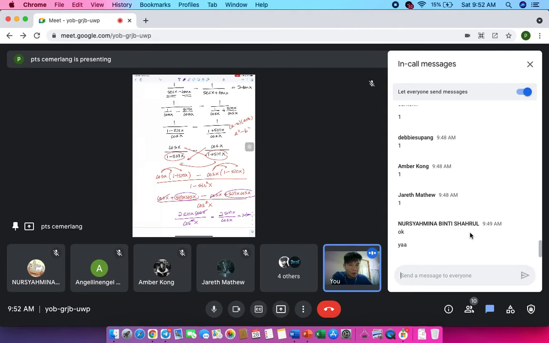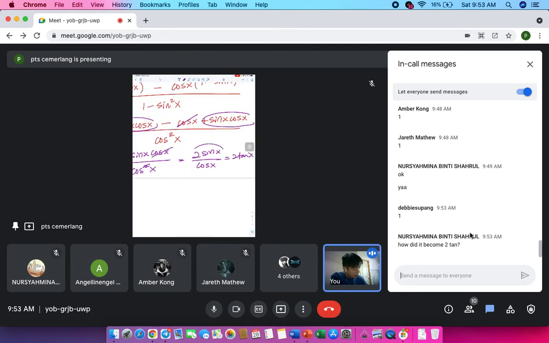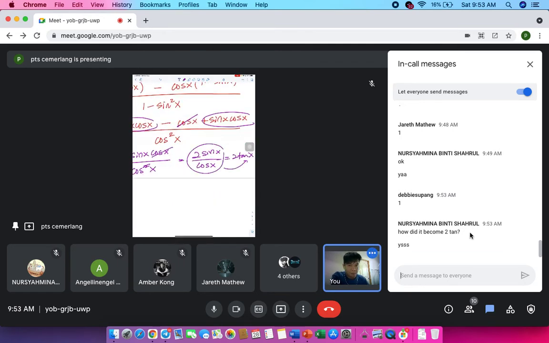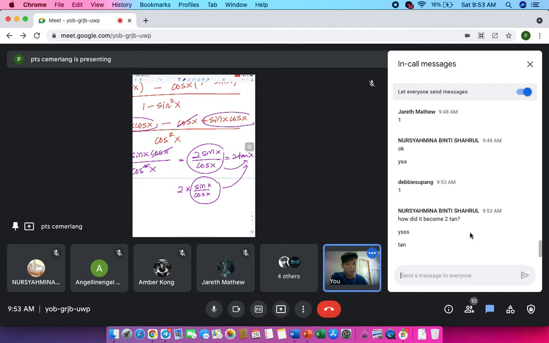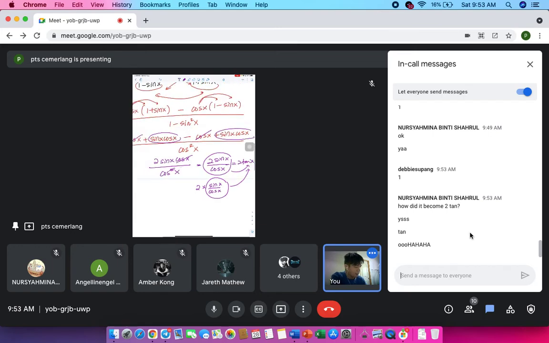Alright, so how many of you still can follow this one? Can you type 1? How did it become 2 tangent? Okay, how this becomes 2 tangent, you mean, Mina? It means 2 multiplied by sin x over cos x. What is sin over cos? Tangent. So that's why you get 2 tangent x. Boleh?